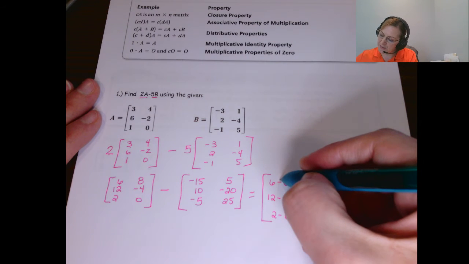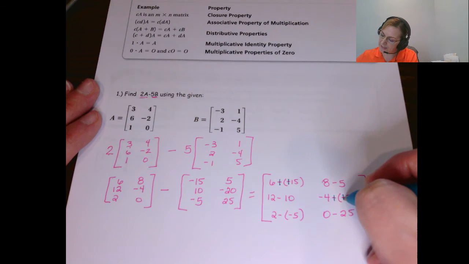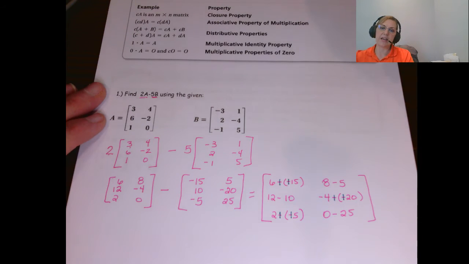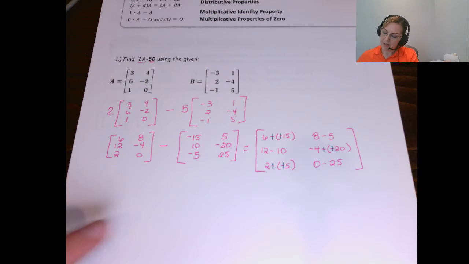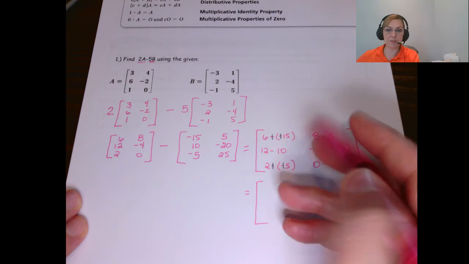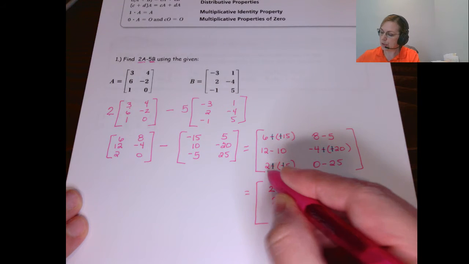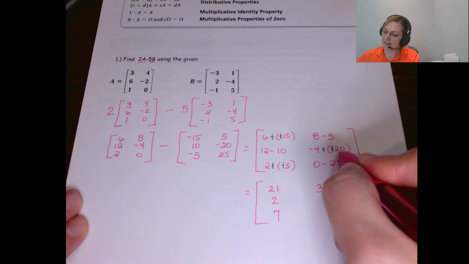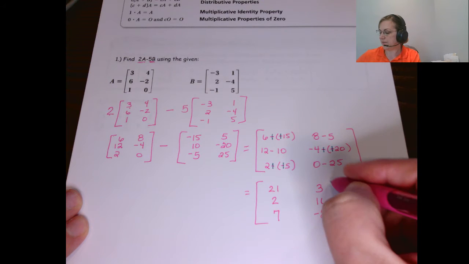So I'm going to go through and change these minus signs to a plus by changing the sign of the next number, especially with these negatives going on. Super careful. And then let's go ahead and add or subtract depending on what we have left there. So this will give me 6 plus 15 gives me 21. 12 minus 10 is 2. 2 plus 5 is 7. 8 minus 5 is 3. Negative 4 plus 20 is 16. 0 minus 25 is negative 25.